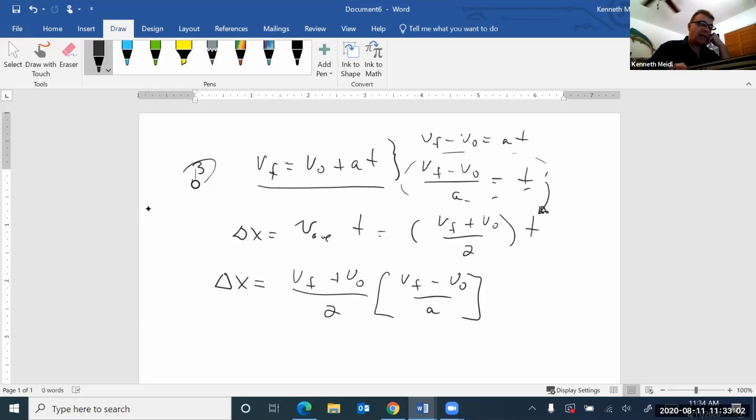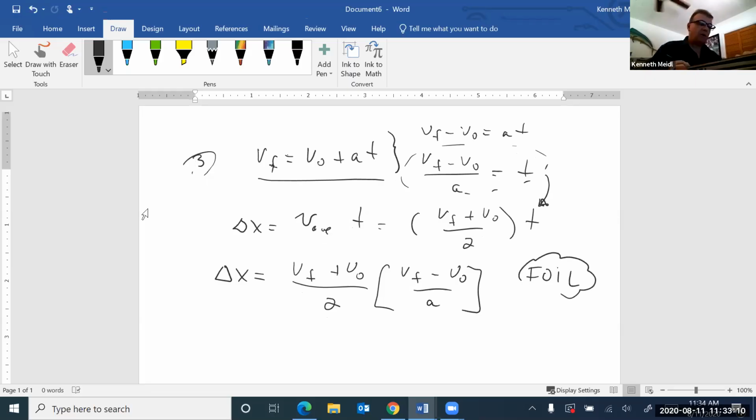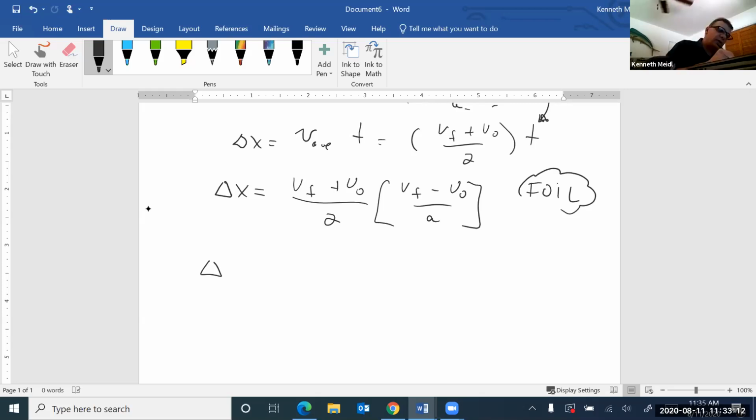And so this is, okay, I've got to FOIL this, right? First, outside, inside, last. And so I'm just going to use the rules of algebra to do this. So my first terms, first I'm going to get a Vf squared. Inside, outside. Looks like I get something like this. And then lastly, I'm going to get those terms.